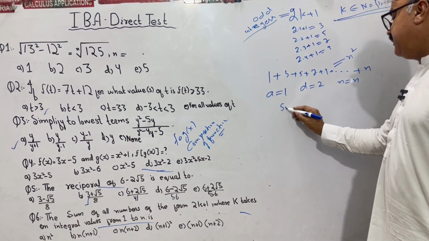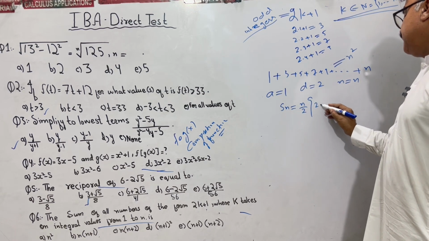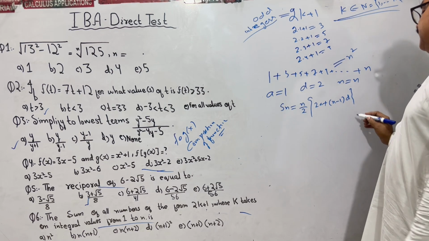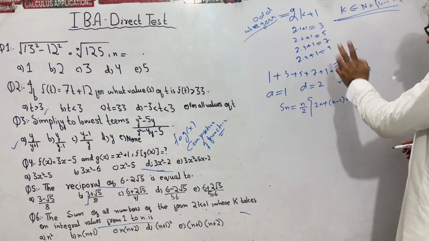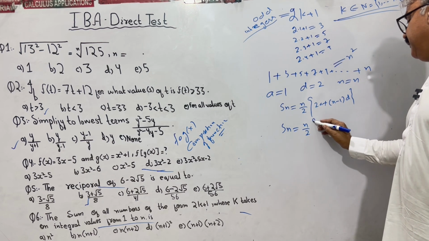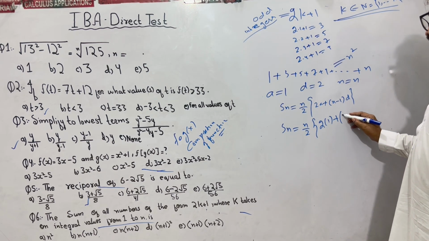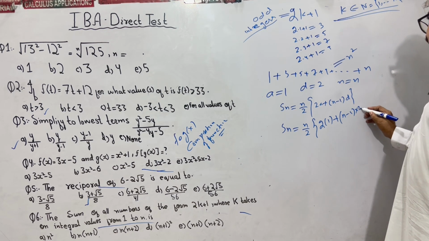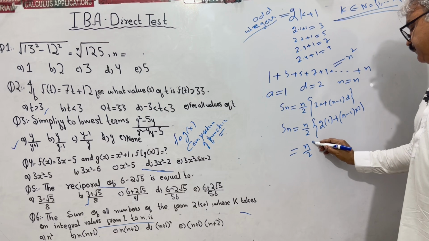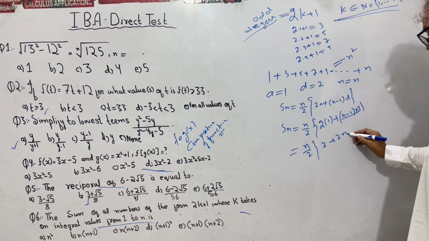The sum formula for an arithmetic progression is Sn equals n over 2 times 2a plus n minus 1 times d. Just plugging in the values of a, n and d: n is n, let me keep it intact, a is 1, so 2 times 1, plus n minus 1, and d is 2. Simplify this one: n over 2 times 2 plus, multiplying 2 here, it will become 2n minus 2.